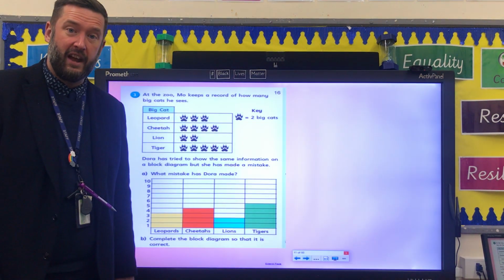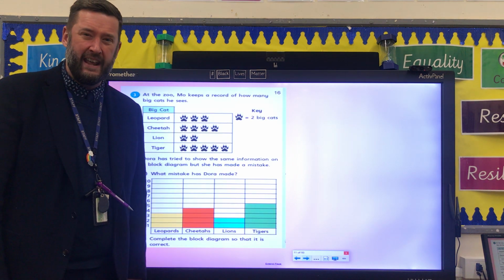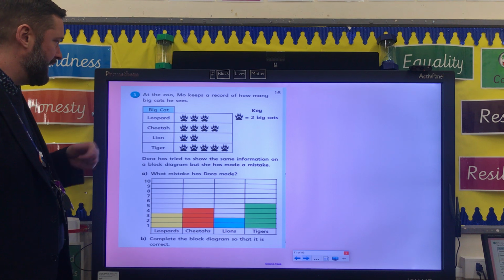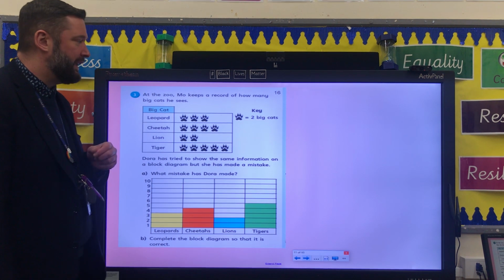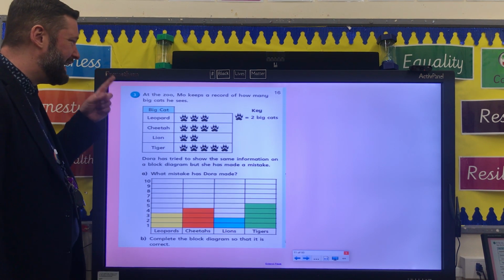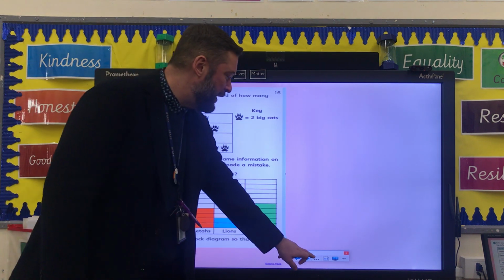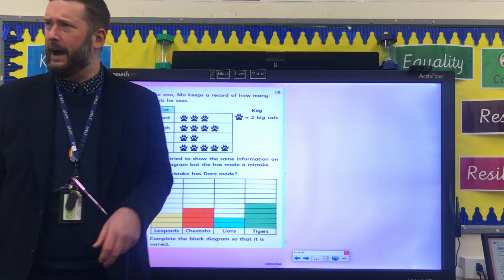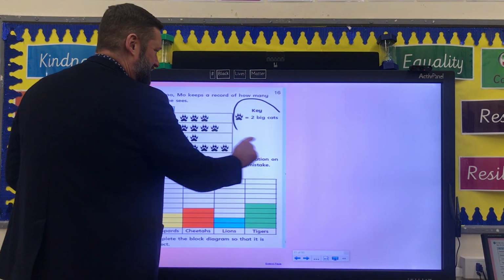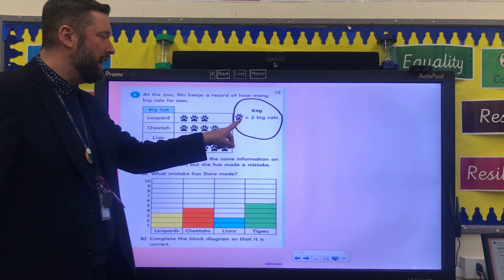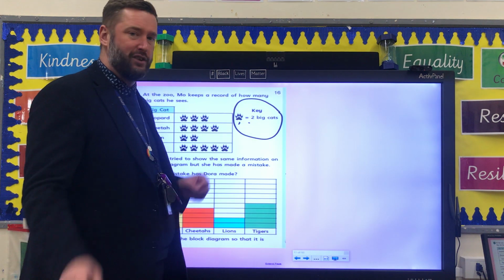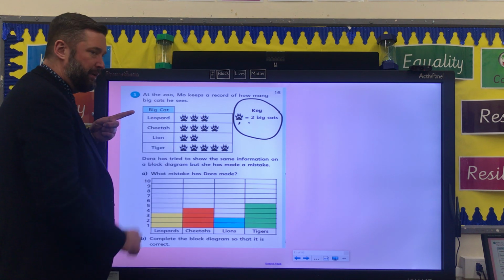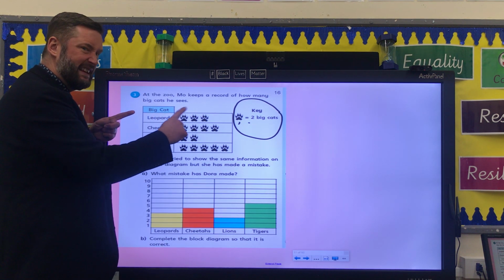Did you finish that block diagram? Okay, we're nearly finished today. Question 3. At the zoo, Mo keeps a record of how many big cats he sees. Now, the most important thing on this pictogram, quiet out there, is the key. A paw equals 2 cats, not 1, 2. So he counts this number of leopards, 2, 4, 6.